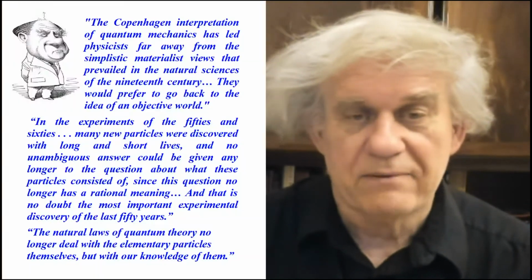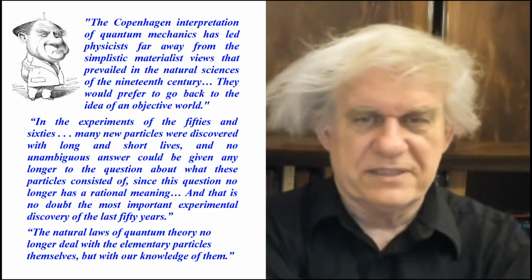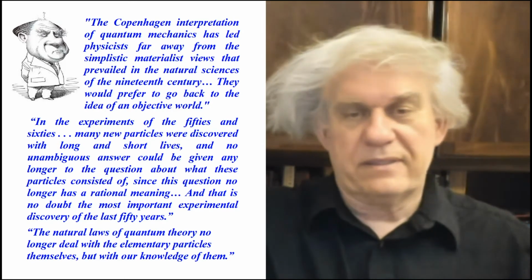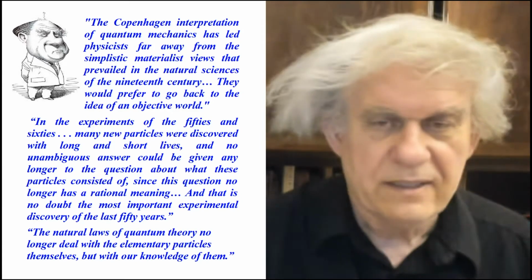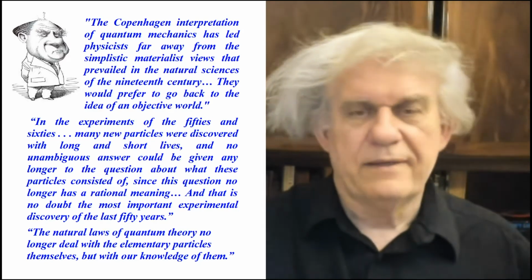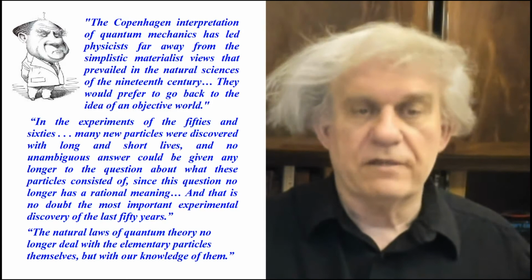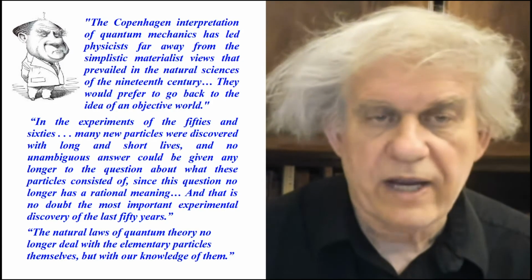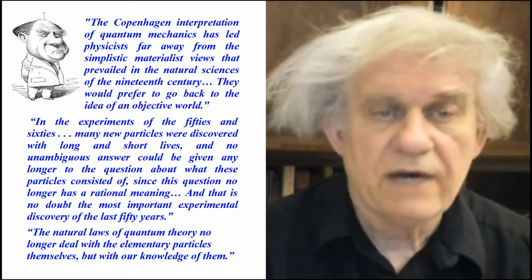Okay, here's good old Heisenberg. This is what he said about quantum, and about all these properties that they allegedly proved and discovered. He says the Copenhagen Interpretation, which was the Bohr-Heisenberg version, from Copenhagen, Denmark, where Niels Bohr was from. He created a school of thought and called it the Copenhagen Interpretation of Quantum Mechanics, which is really the one that's still strong today, has led physicists far away from the simplistic materialistic views that prevailed in the natural sciences of the 19th century.